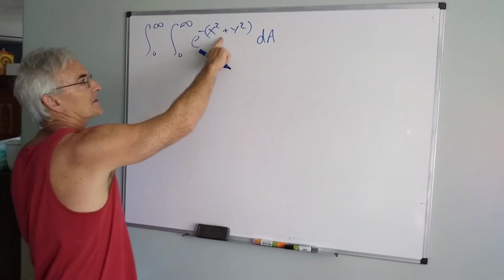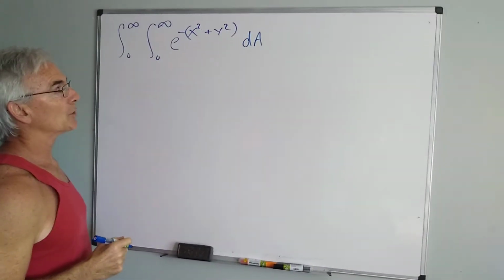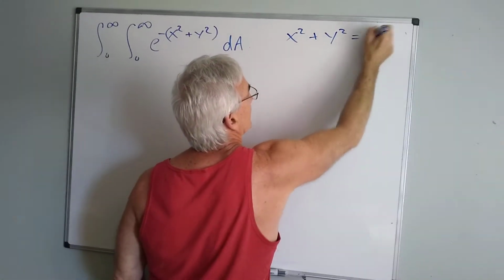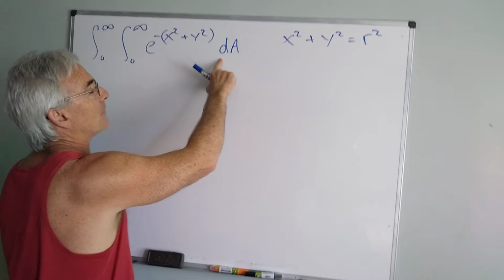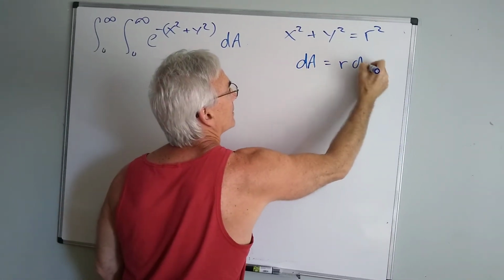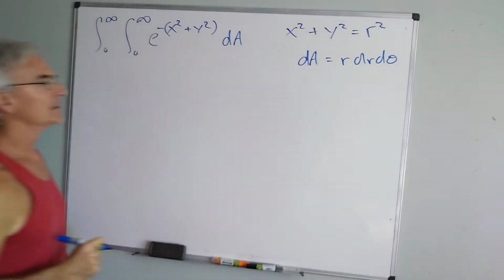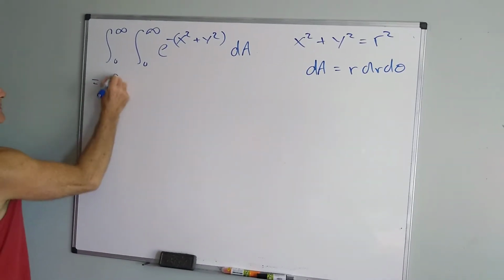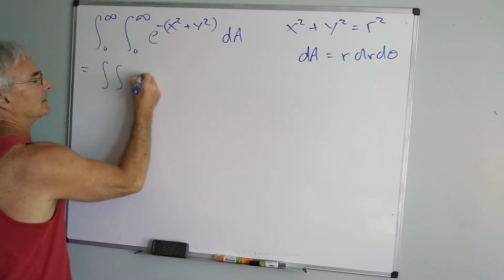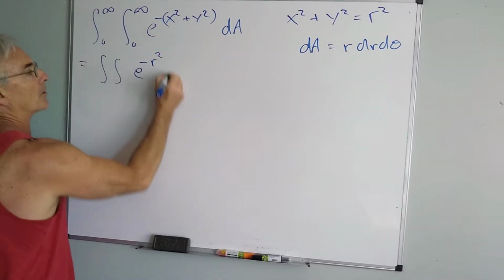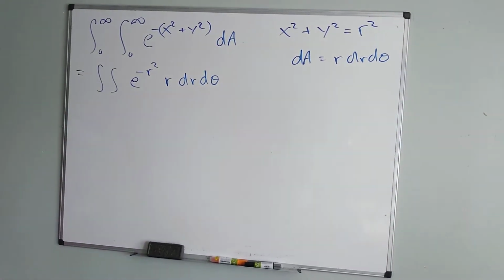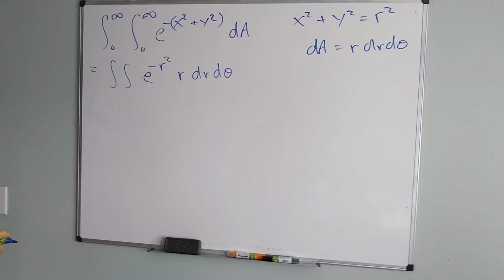But we recognize this right here as something we would use polar coordinates on, namely that x squared plus y squared is r squared, and that if I switch over to polar, dA becomes r dr d theta. So if I do that, then I'm going to have the double integral. We'll figure out what the region is in a moment, but my integrand would become e to the negative r squared r dr d theta. And that we recognize as something we can integrate.